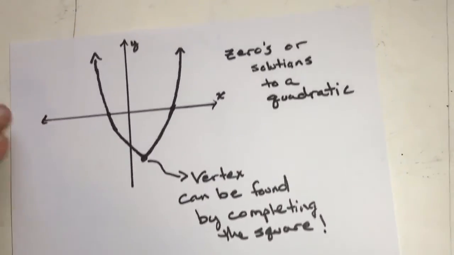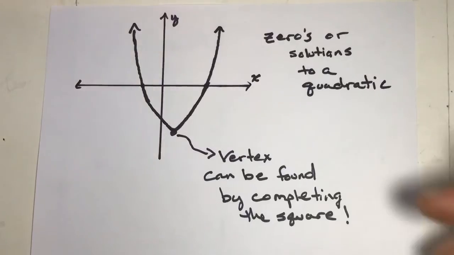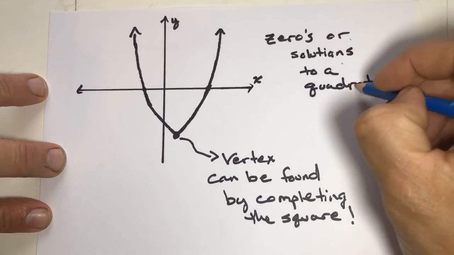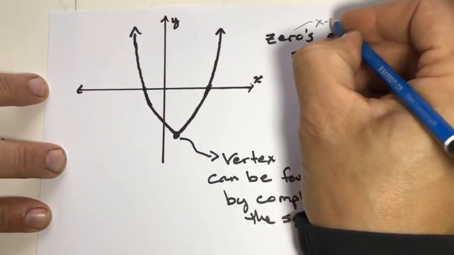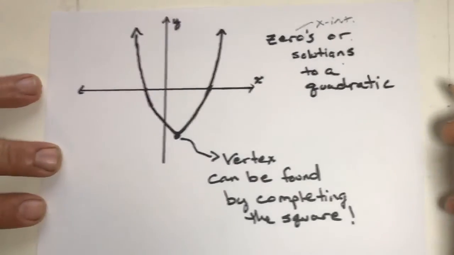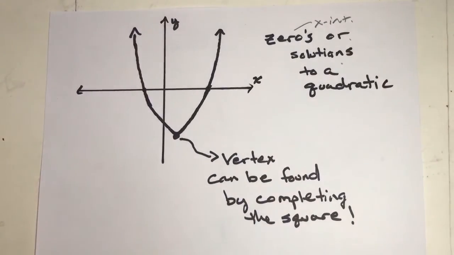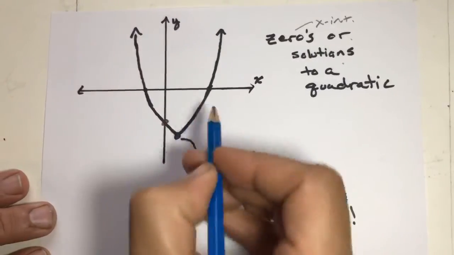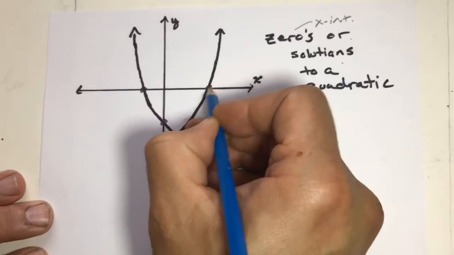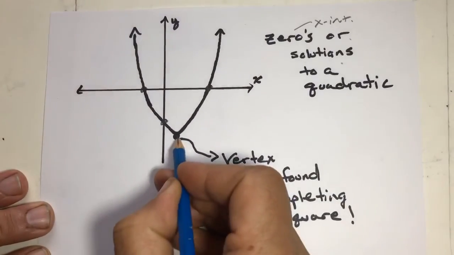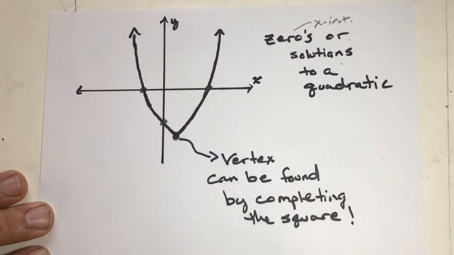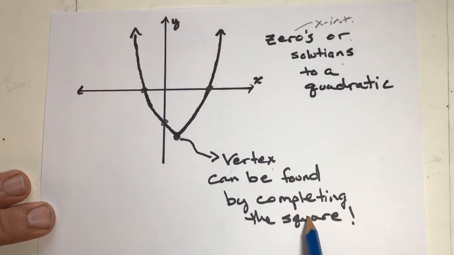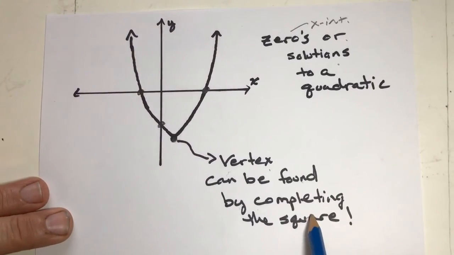All right, and one last thing before I let you guys go here. Just remember that zeros are solutions to quadratic equations. They are the same as the x-intercepts. So when we graph a parabola, there's only a couple of important things. Where does it hit the x-axis or the y-axis? That's important to us. Where does it turn around? The vertex. That's important to us. So a vertex can be found by completing the square. Okay, we saw that on our first couple of questions.